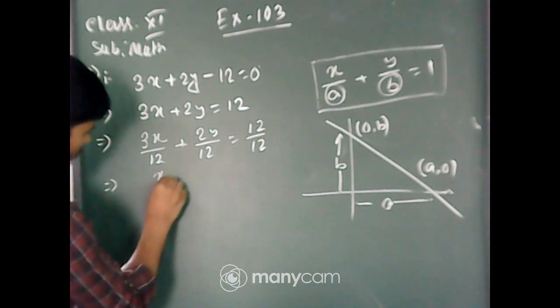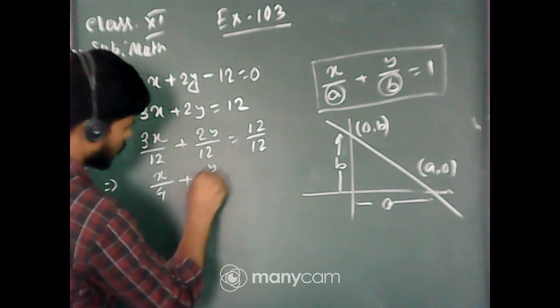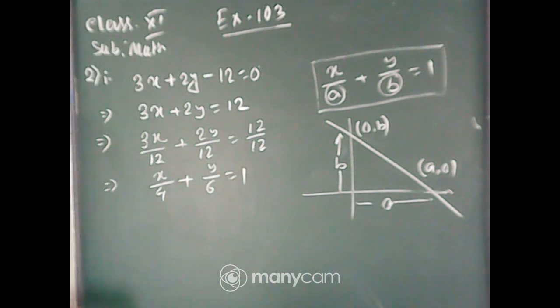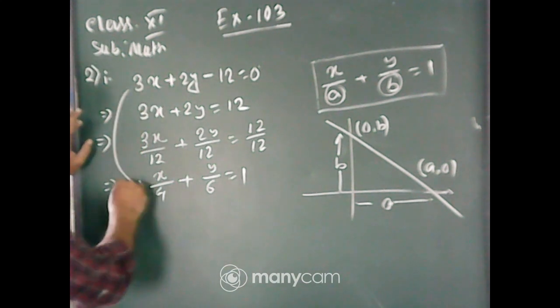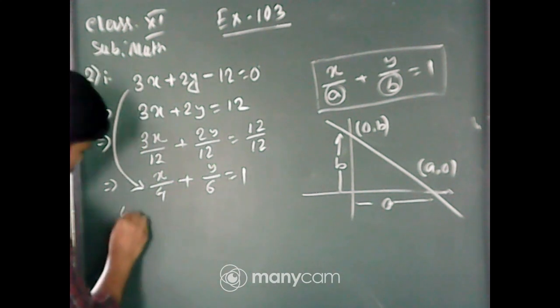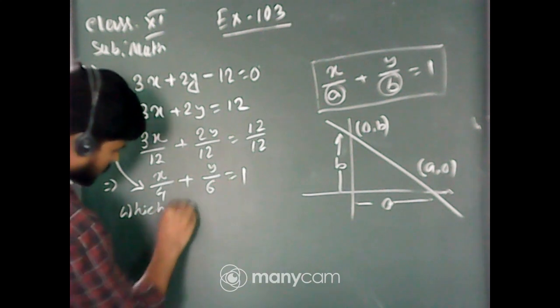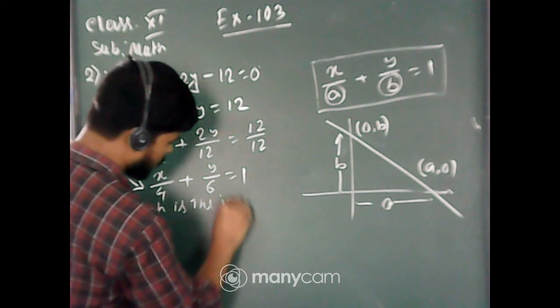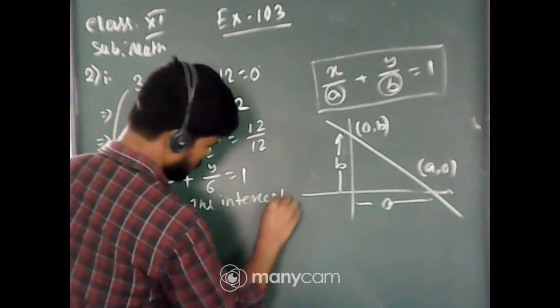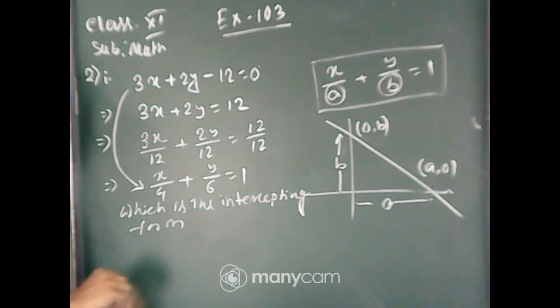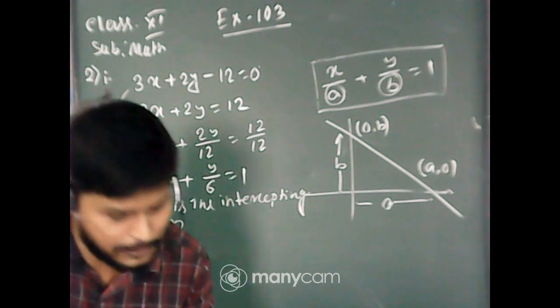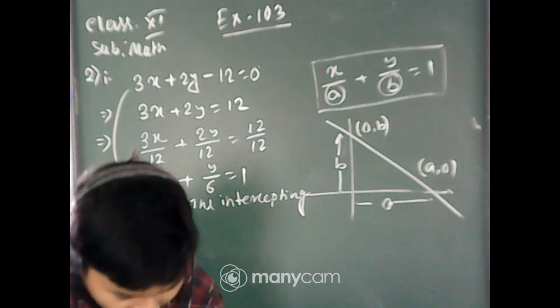That implies x by 4 plus y by 6 is equal to 1. This is the intercepting form of the straight line. So we have reduced the given equation into intercepting form. Now from here find the x intercept and y intercept, because the question is to find the intercept on the axis.